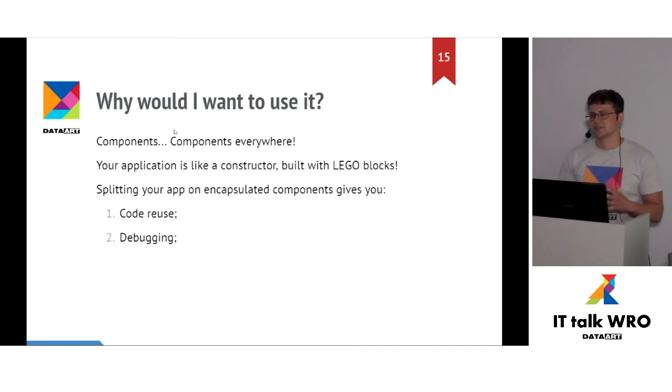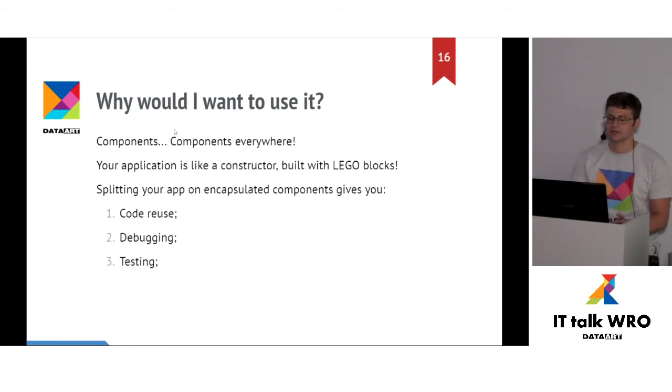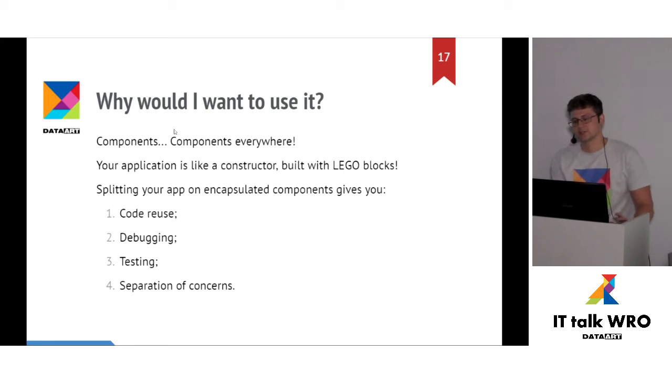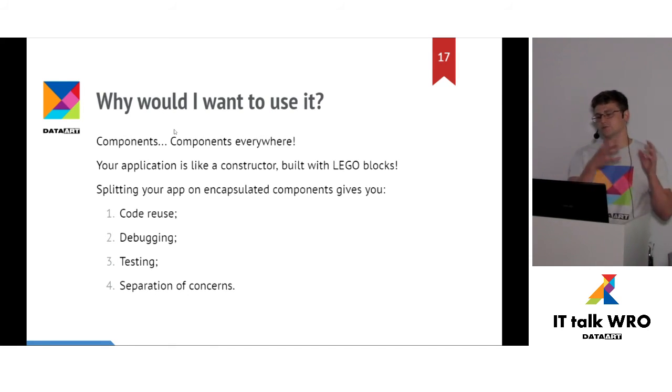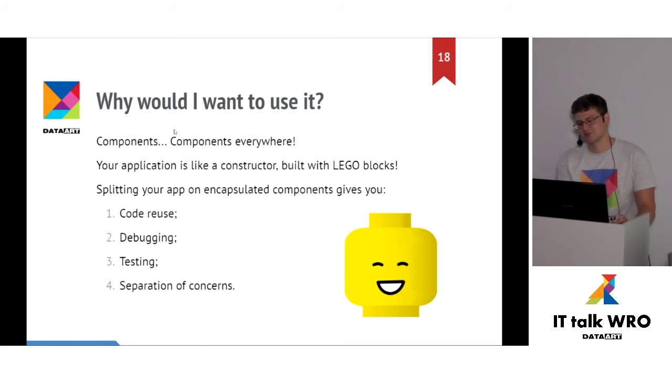Debugging: when you see some unexpected behavior, you might see in which component the bug is happening. The same with testing: you just write a test for your components and you cover your application. And separation of concerns is a really nice feature. Some components are responsible for one feature, some for another, and it's really great. It makes user experience and developer experience nice, and you will be happy.